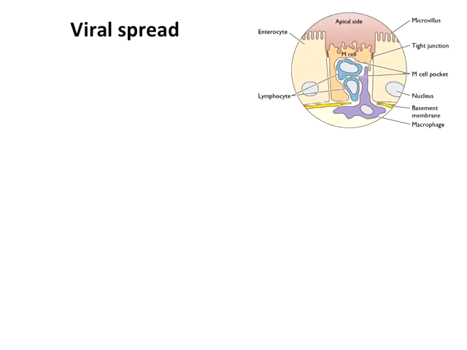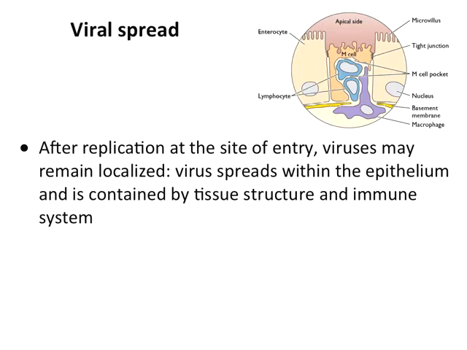Let's now talk about how viruses spread from those initial sites. All right? Now, some viruses don't spread. Some of them replicate wherever they come in. So here we have a gut epithelium, and a virus can infect these enterocytes and just spread throughout the enterocytes and never go underneath and spread to the rest of the organism. So the virus spreads within the epithelium, but it is contained by the tissue structure and the immune system.